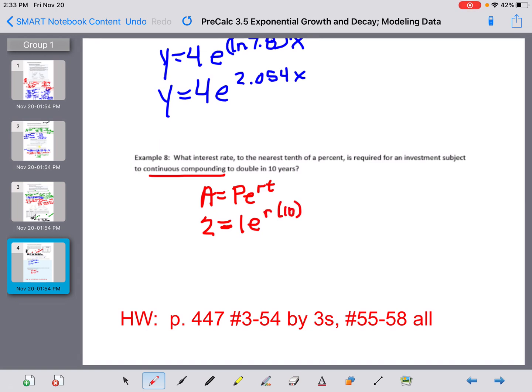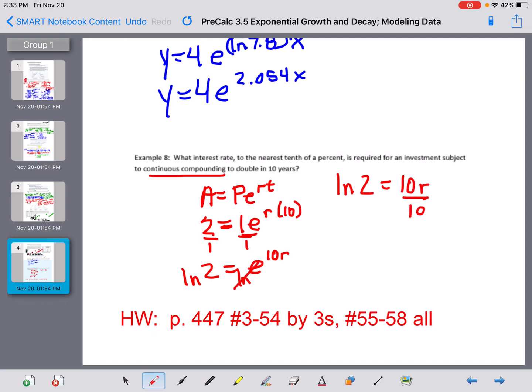Okay, so as always, we need to get our exponential by itself first. Okay, if this number was not 1, we would need to divide by whatever it is. Because my number is 1, I'm good, and I can just leave it there. But I do want to stress, if you had a different number there, make sure you divide by it. Now that my exponential term is by itself, I'm going to take the natural log of both sides. So now I have the natural log of 2 equals, my e and the natural log cancel, 10r.